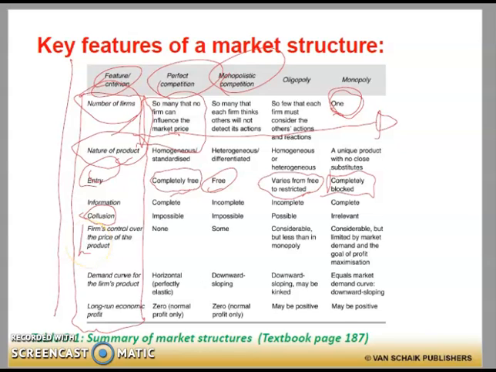The sixth factor is firms' control over the price of the product. A perfectly competitive firm has no control over the price of the product, since a perfectly competitive market entails firms that are price takers, whereas other firms have a varying degree of control over the prices of the product, but it's never absolute control. They are price makers and price setters in other market structures like monopoly and oligopoly.